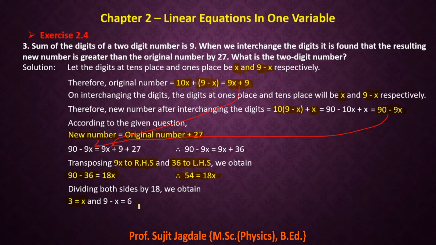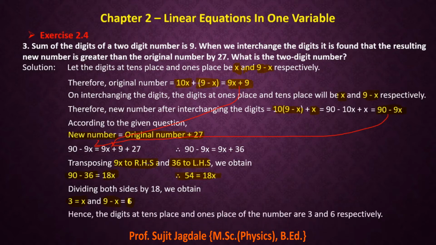That means the tens digit is 3, and the ones place, that means the units place, is going to be 9 minus x. That means 9 minus 3, which is equal to 6. So therefore the tens place digit is 3 and the ones place digit is 6. So therefore the given number is 36. The given 2-digit number is 36.